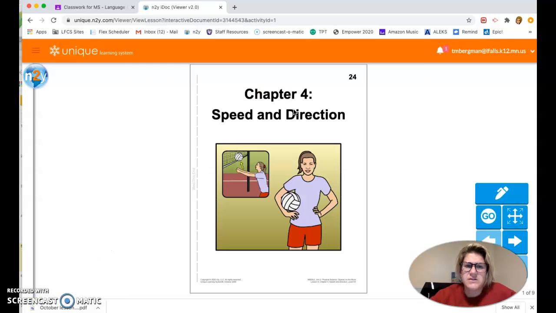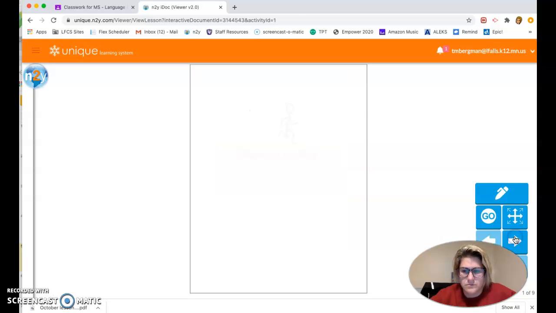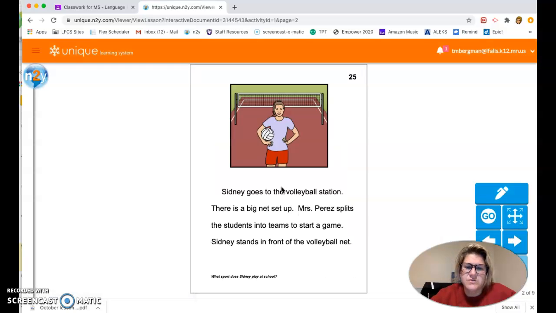Here is our next chapter in our book, chapter 4, Speed and Direction. So I'm going to read this aloud to you. Sydney goes to the volleyball station. There is a big net set up. Mrs. Perez splits the students into teams to start a game. Sydney stands in front of the volleyball net.